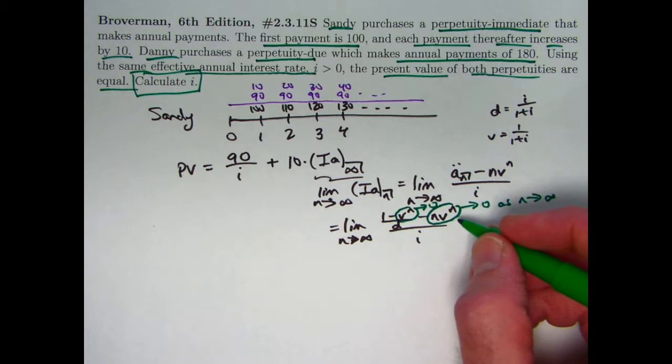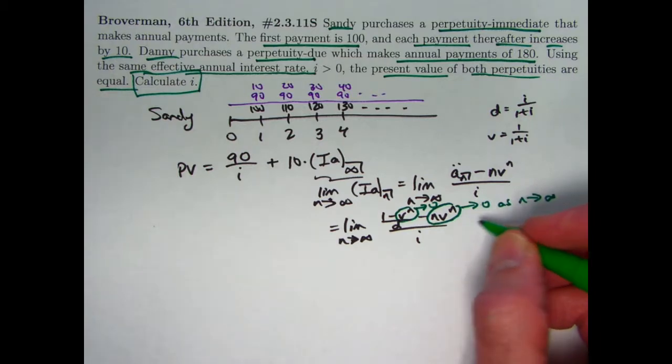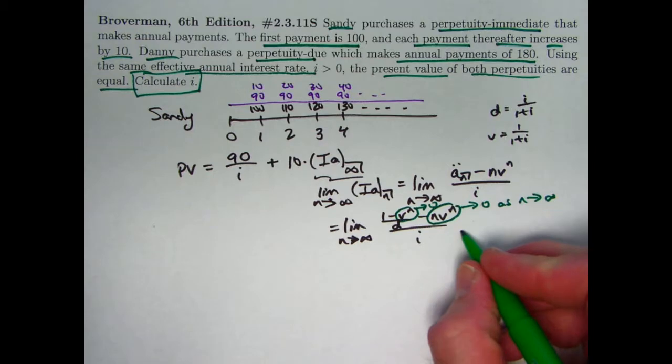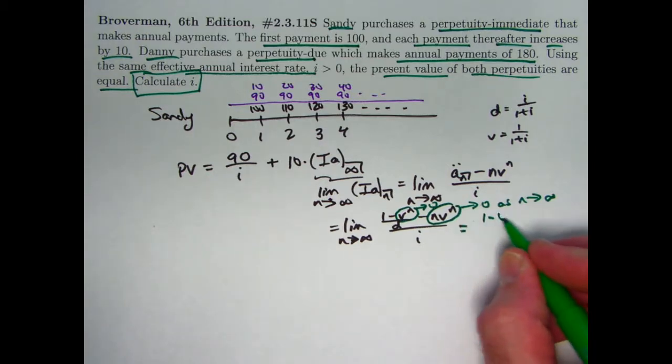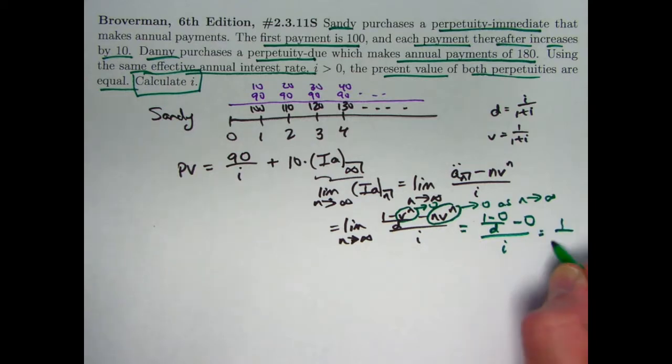The exponential decay is going to win out, so to speak. To prove that requires L'Hopital's rule, but I don't want to go there. Just trust that this definitely goes to 0 as n goes to infinity, and that's something you really should know intuitively. Because of these things, this simplifies to, in the limit, 1 over I times d.